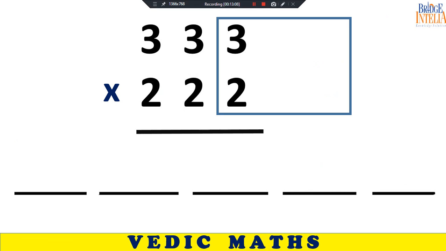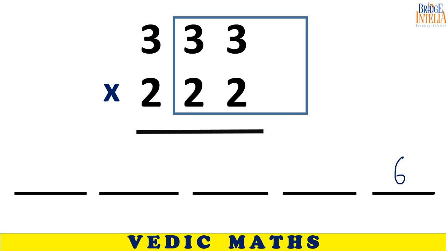So let's solve this one. Let's take the box. So 3 into 2. 3 twos are 6. So right here, let's move the box forward. Let's find the cross connection product. So 3 into 2, 6. And this 3 into 2, 6. 6 plus 6, 12. So out of 12, I can write only 2 here. And 1 is transferred, carried forwarded.